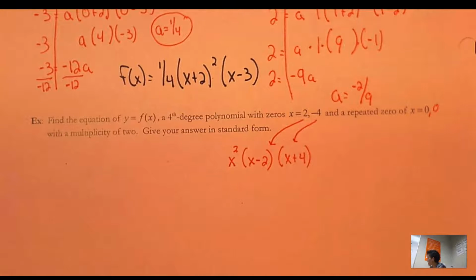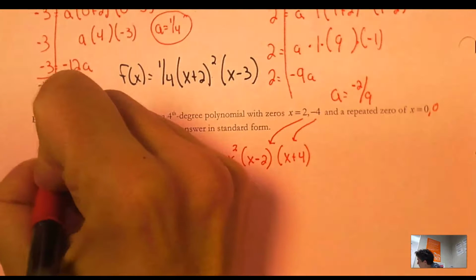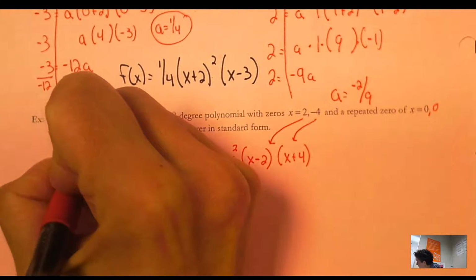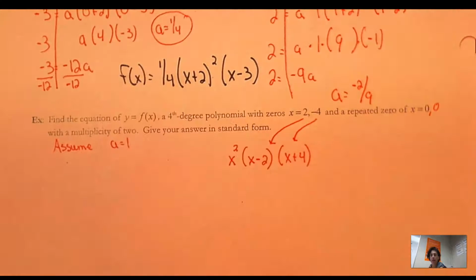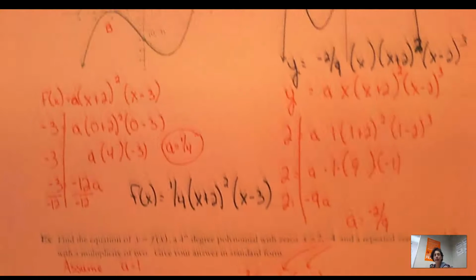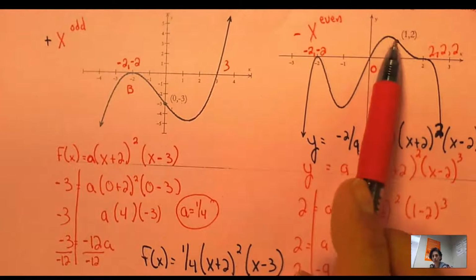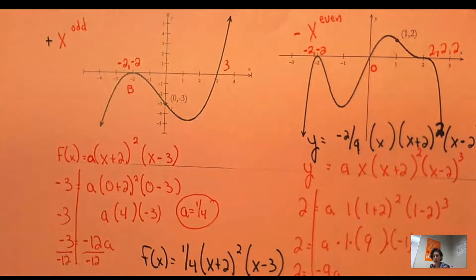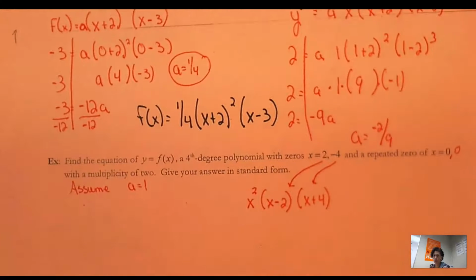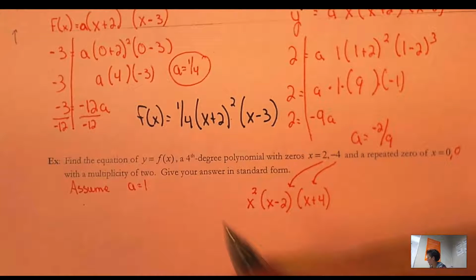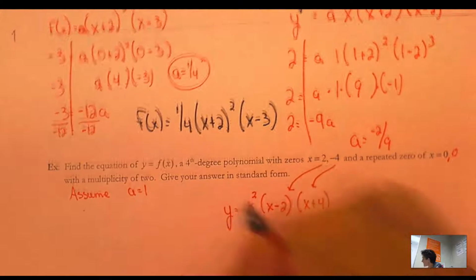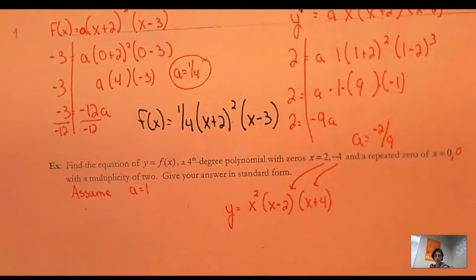Now, in this one, I realize it's probably missing some directions. It should say assume that a equals 1, because I can't figure out what a is unless I have some other random point, like they gave me here, and like they gave me here. So because I don't have that random point, we're going to assume that a is 1, and we won't have to solve for it. So here is the equation in factored form, right?